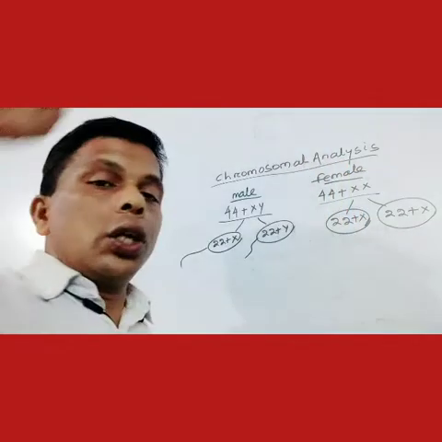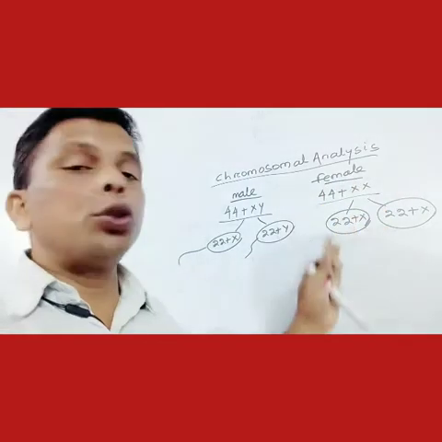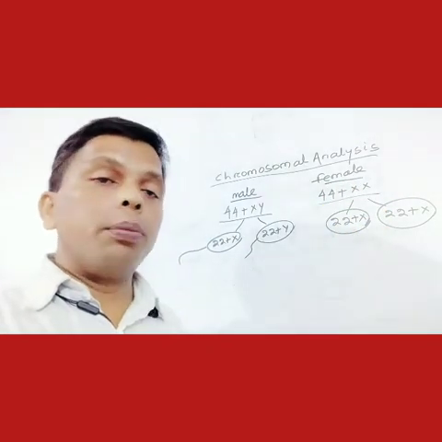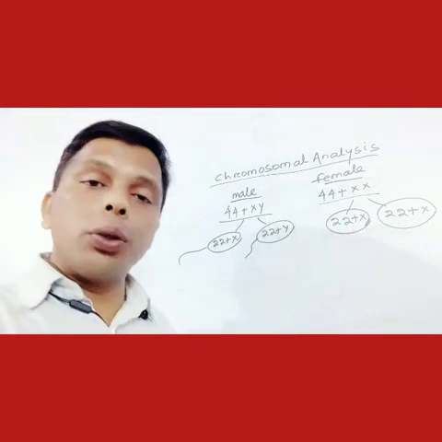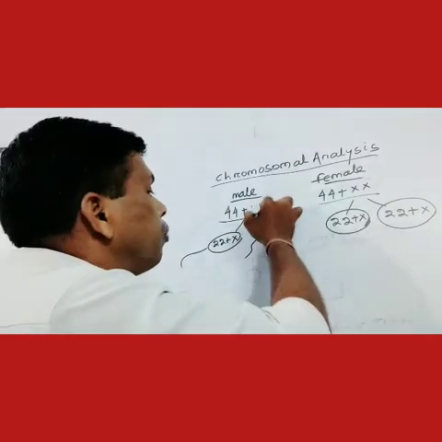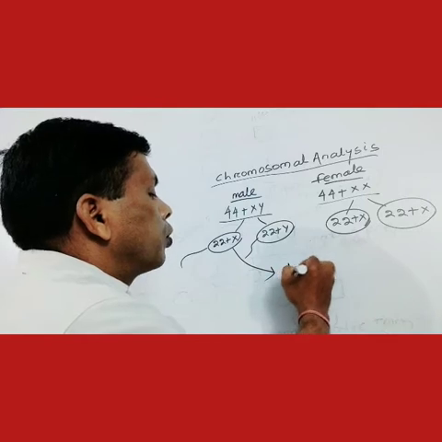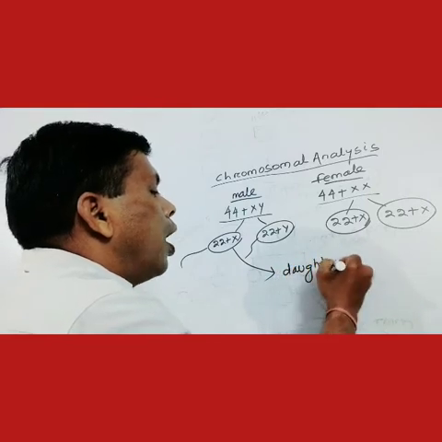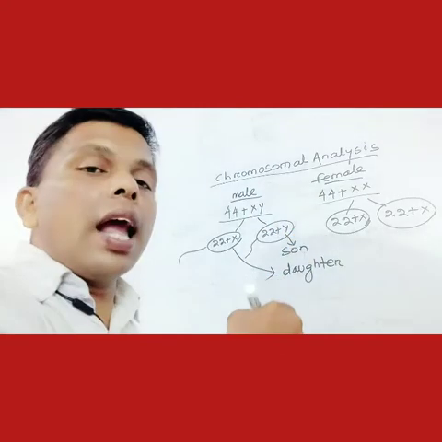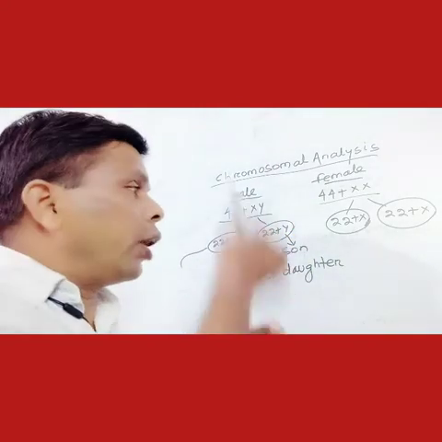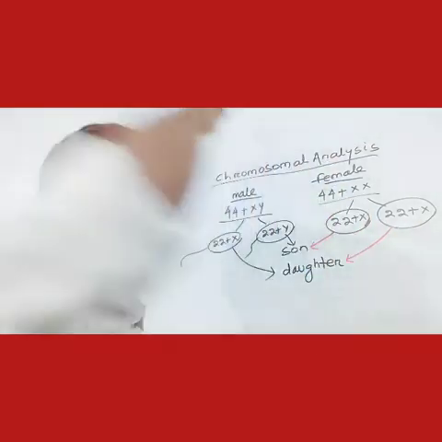That means the mother donates a similar sex chromosome to the offspring, but the father donates X to one and Y to the other. When the father started donating X, it became a daughter, and when he started donating Y, it became a son. Like that, the mother donates one egg to the son and another egg to the daughter.